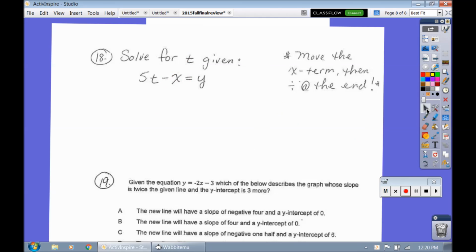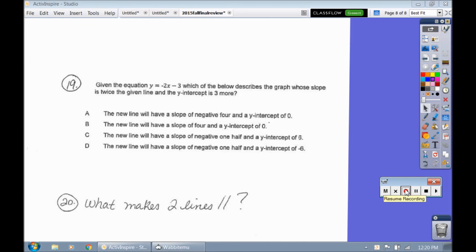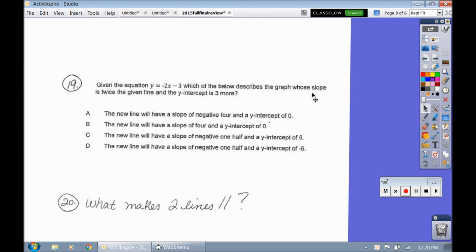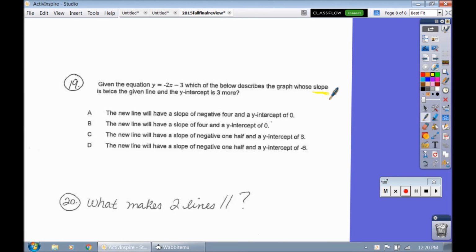All right, and here is our other question, number 19. Given the equation y equals negative 2x minus 3, which of the below describes the graph whose slope is twice? So we're going to multiply that slope times 2. Negative 2 times 2, that's going to give me a new slope of negative 4.